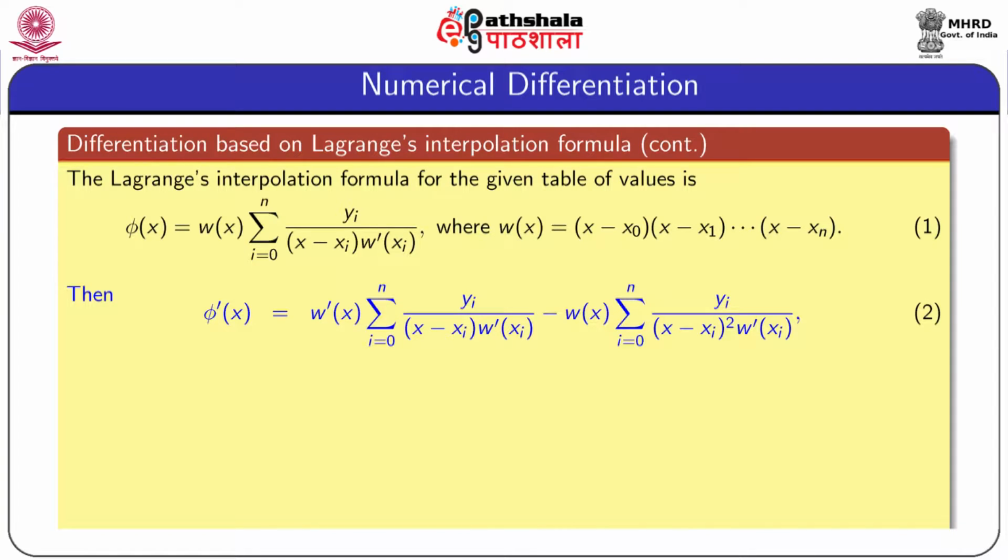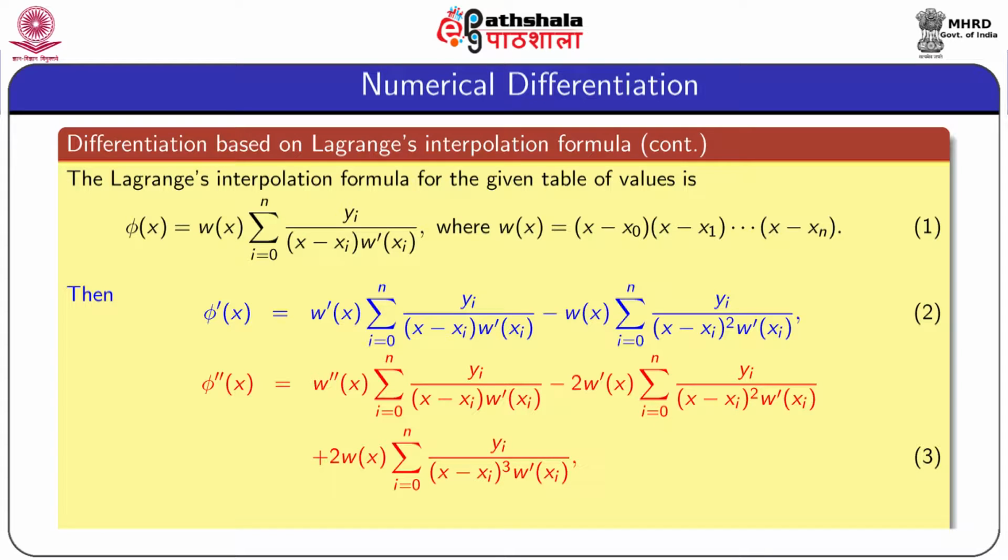Now we differentiate equation 1 to get the first derivative of phi(x), or the approximate first derivative of the given function f(x). Phi prime(x) equal to w prime(x) into summation yi by (x minus xi) w prime(xi) minus w(x) into summation yi by (x minus xi) square into w prime(xi). That means the first derivative of phi is given by equation 2.